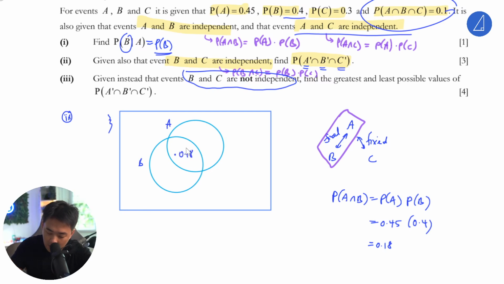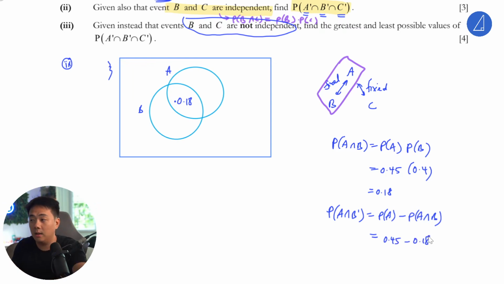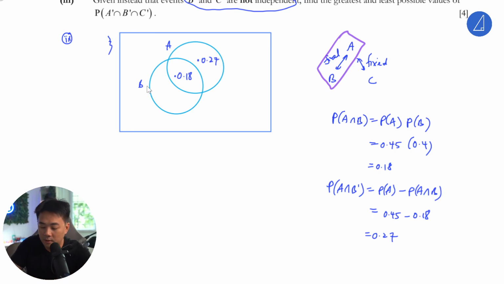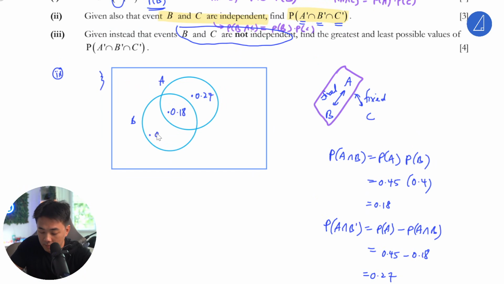Okay. So then we think about the crescent here. This crescent here will just be P(A), the entire thing, minus the intersect, right? So essentially, P(A intersect B prime) will just be P(A) minus P(A intersect B). So you just take P(A), which is 0.45, minus 0.18. Just key in the calculator. Okay, so you do similarly, you just find out what's this crescent here. In this case, it will be 0.22.